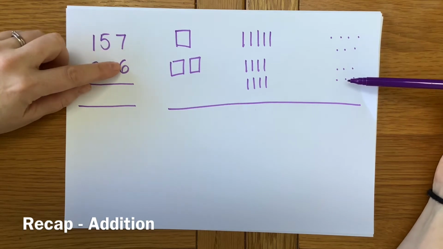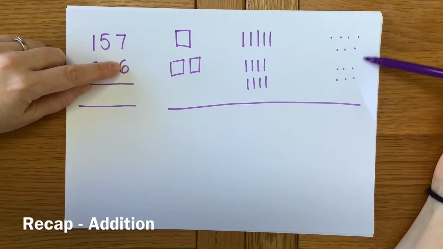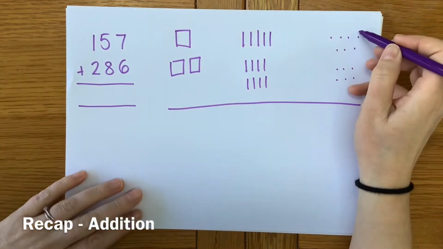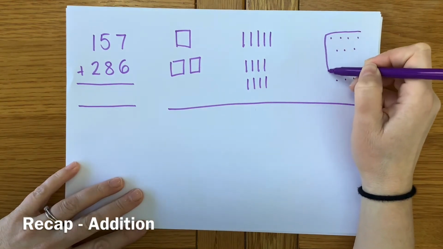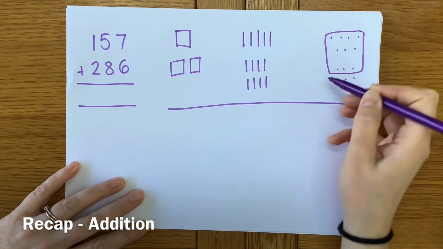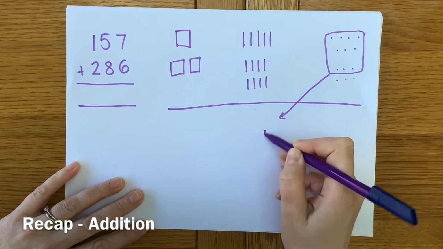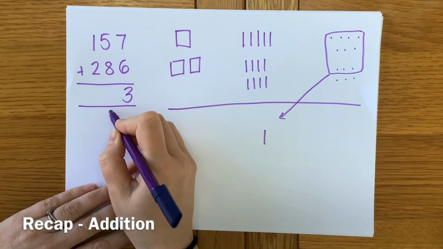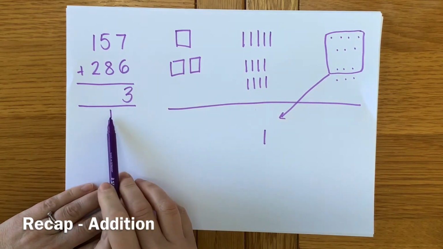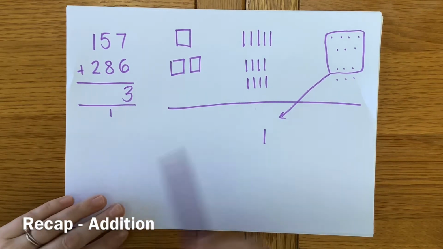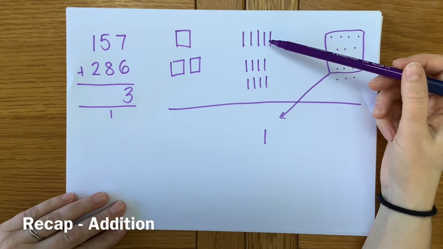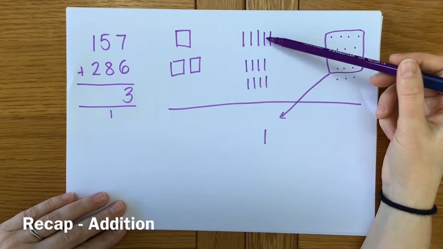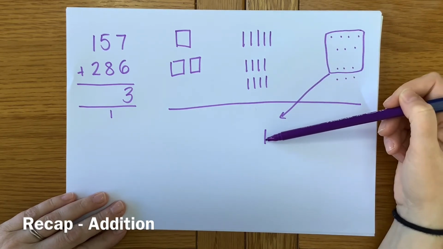7 ones add 6 ones, all together makes 13 ones. So 10 of those I can change into a 10 by regrouping. So it leaves 3 behind and 1 ten. So I had 13, that's 1 ten and 3 ones. Now I've got to add together my tens. I've got 5 tens and 8 tens and 1 ten.